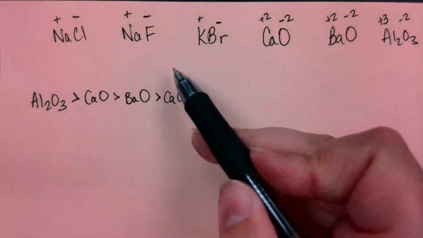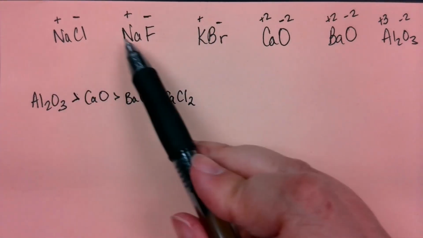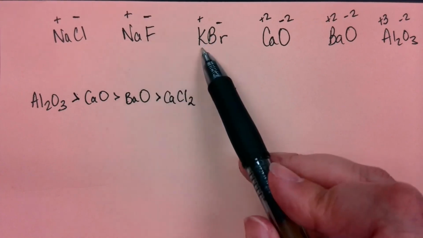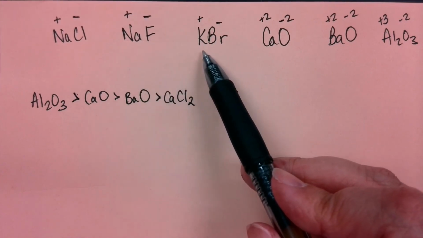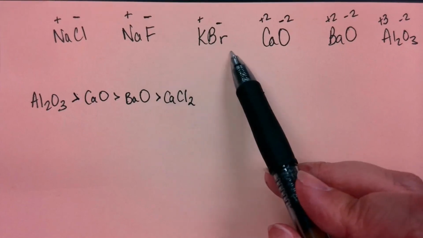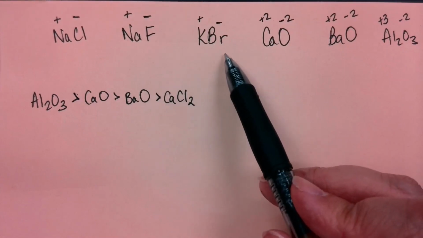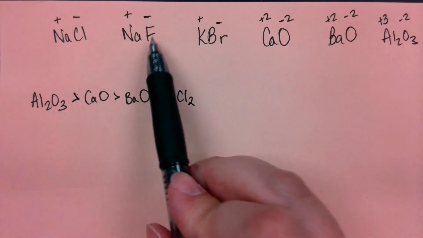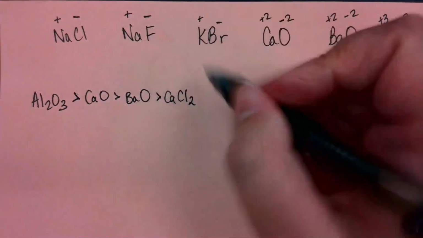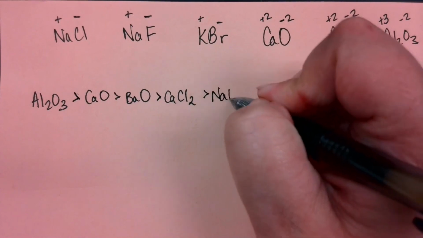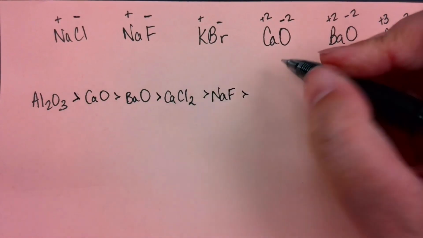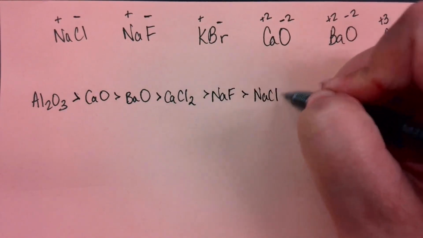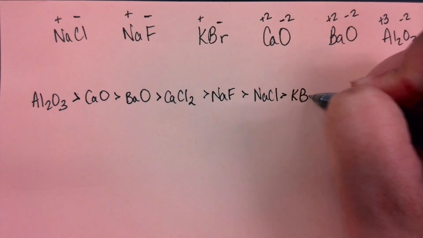Then we go to these. NaCl and NaF and KBr all have the same charges. K and Br are definitely the biggest, so they're lowest. And then these two are tied on the Na, but the F is the smallest. So who's next? NaF. Then NaCl, and then KBr.